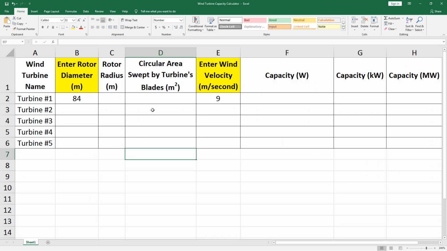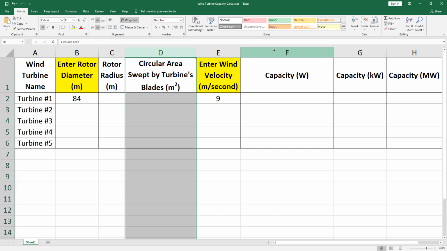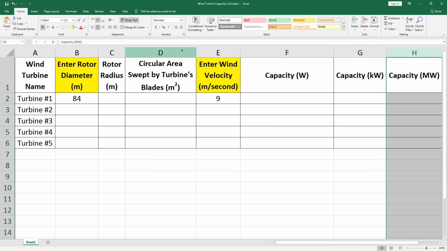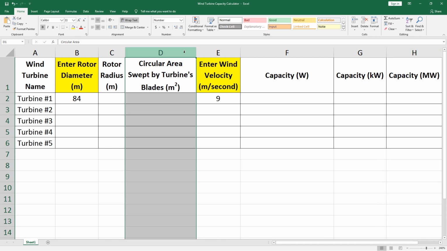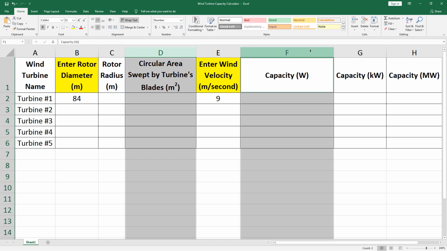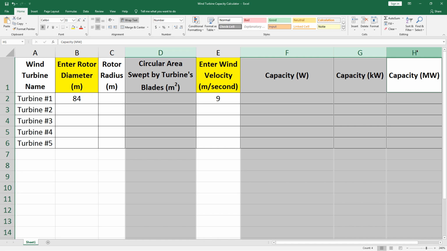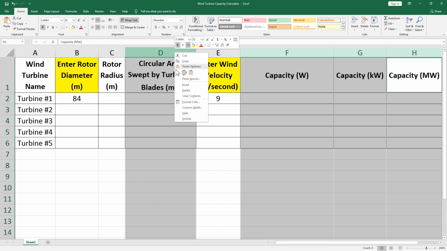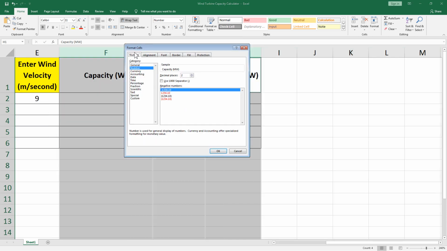Format columns D, F, G, and H to have no decimal place and a comma 1000 separator. Accomplish this by clicking on column D, then holding down the Control key, then clicking on columns F, G, and H. Notice that this highlights the columns. Right-click on any highlighted column, select Format Cells, select the Number tab, select the Number category, reduce the decimal places to 0, place a check in the box named Use 1000 Separator, comma, and click the OK button.